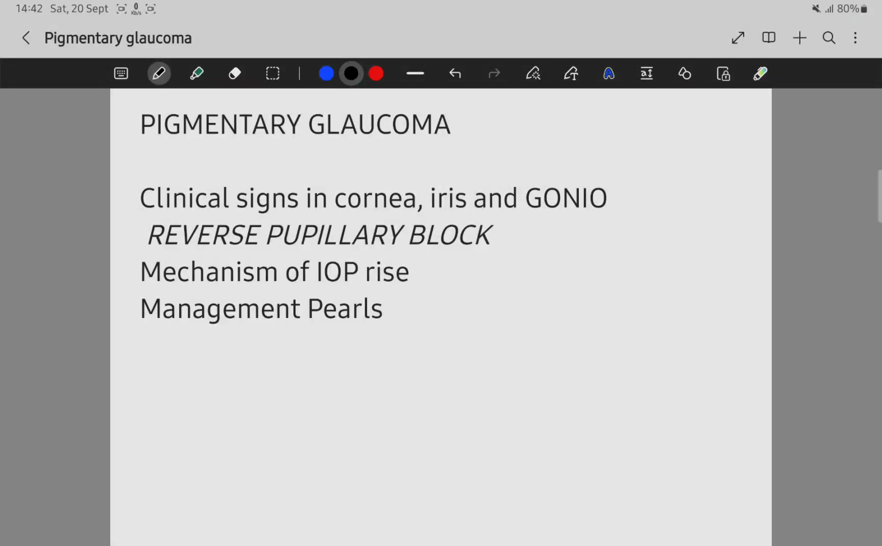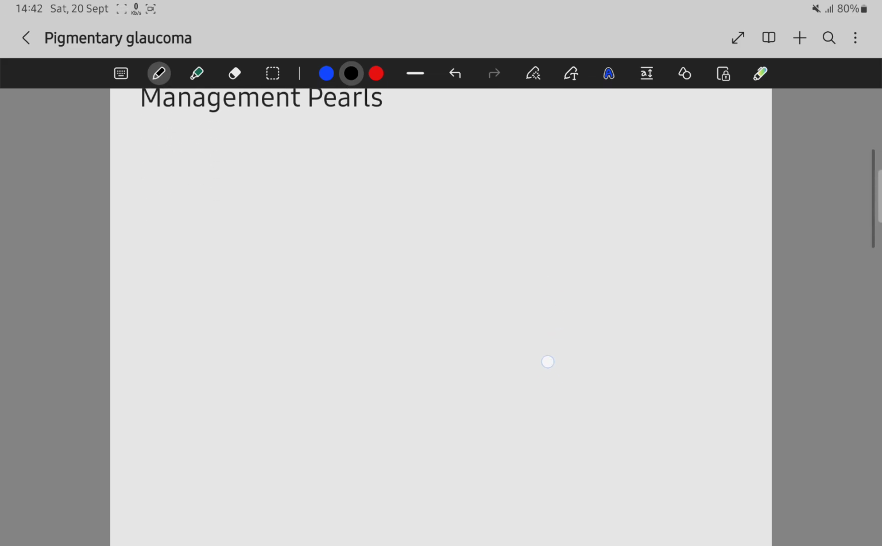Hi friends, in today's class we will discuss pigmentary glaucoma, which is also called pigment dispersion syndrome, and the clinical signs of pigmentary glaucoma in the cornea, iris and on gonioscopy. So the mechanism of pigment dispersion, that is reverse pupillary block, the mechanism of IOP rise and the management works. Okay, so let's begin.